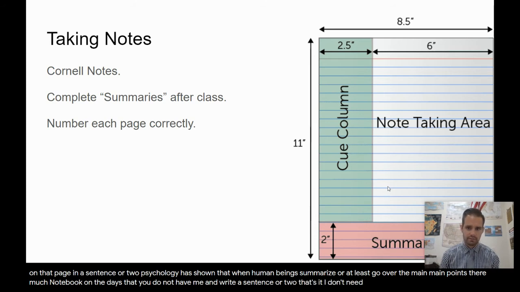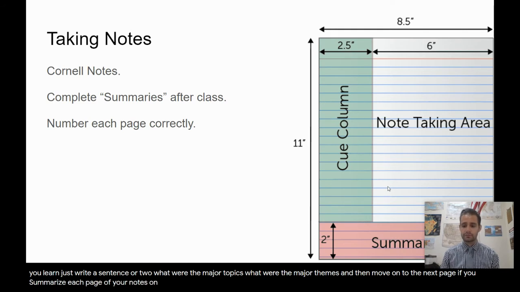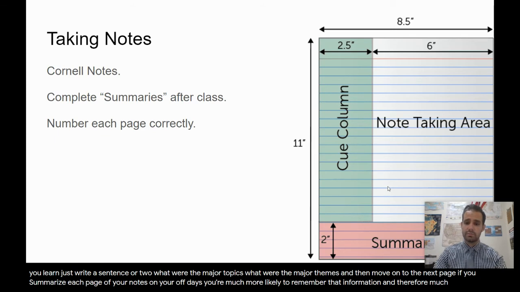I don't need you to write five paragraphs on what you learned. Just write a sentence or two. What were the major topics? What were the major themes? And then move on to the next page. If you summarize each page of your notes on your off days, you're much more likely to remember that information and therefore much more likely to do better on the exam.